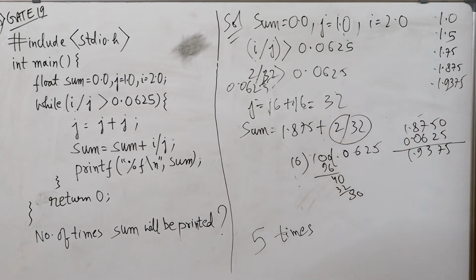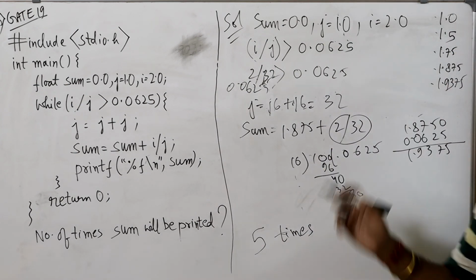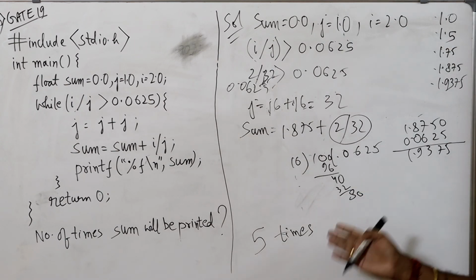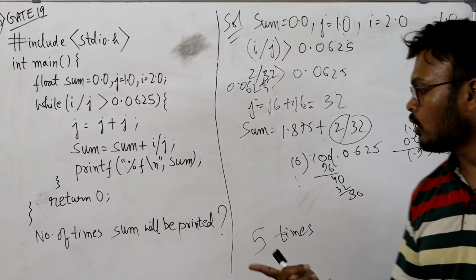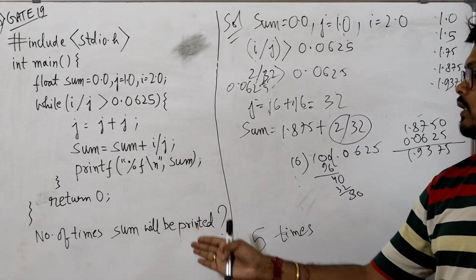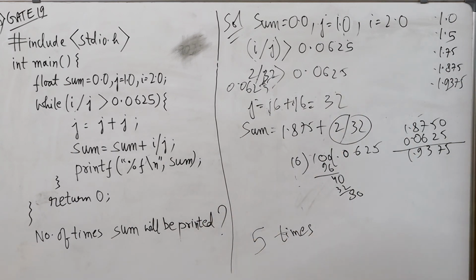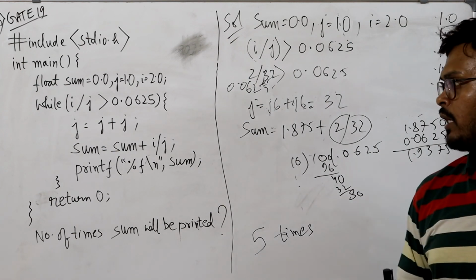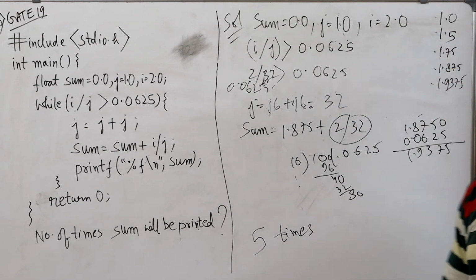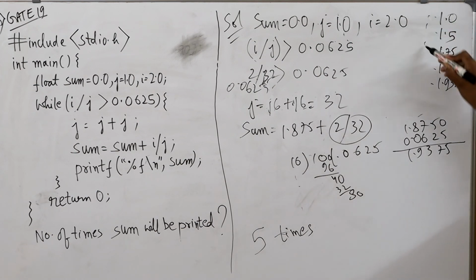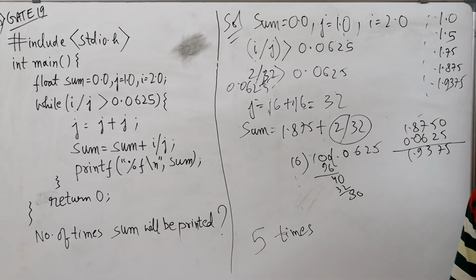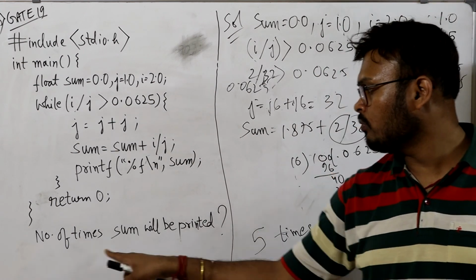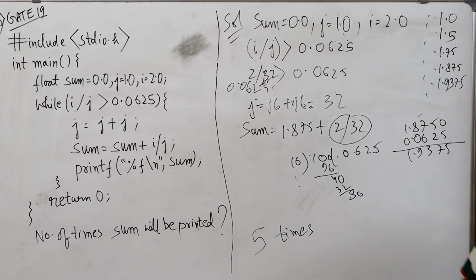And if they ask what is the final value of sum, this question can be asked in three ways. The first one is what they have asked in the GATE 2019 paper: how many times the value of sum will be printed? 5 times. Okay. And they may also ask what is the final value of sum at the end. So the final value of sum at the end is 1.9375, and also they may ask what are the values of sum that are printed. Then you have to write all these values. Anyway, they have asked the number of times the sum will be printed, and the answer is 5.